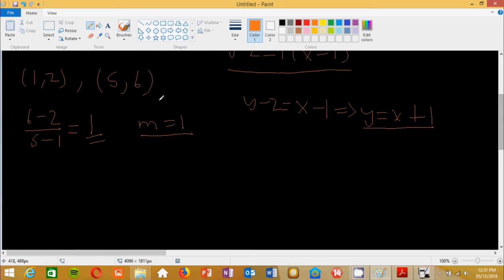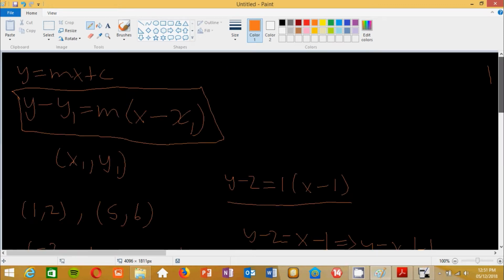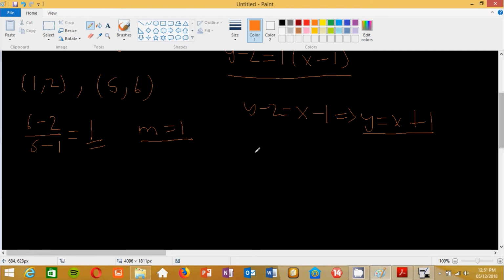I could also have picked this coordinate. So if I had picked this coordinate, it was going to be y minus 6 is equal to 1 multiplied by x minus 5.